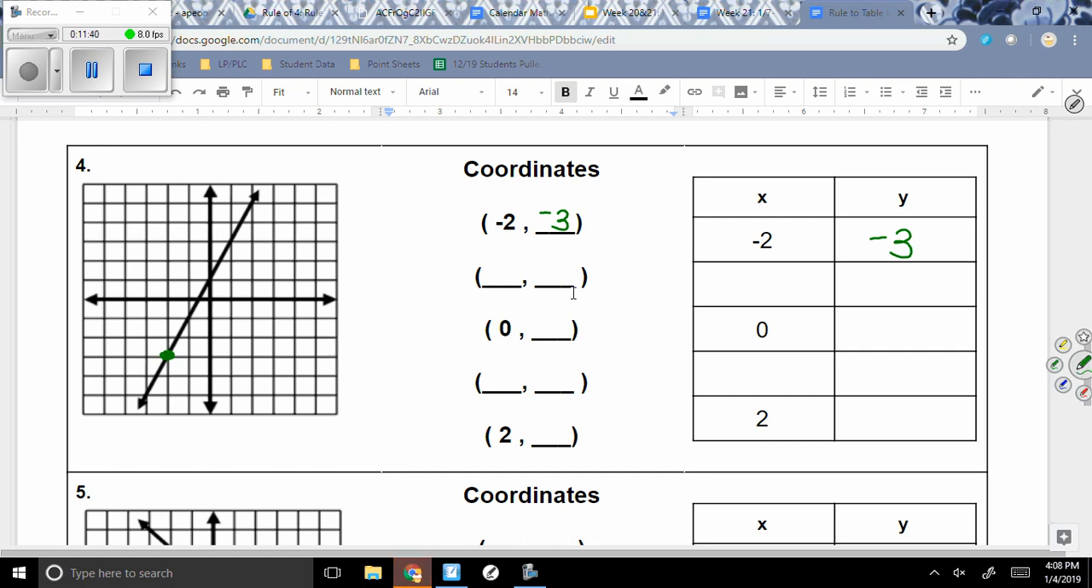Let's skip this one that is completely blank, and we'll try to figure out what goes with 0. So at the 0 point of the x-axis, I'm looking for where that crosses the line, and it's right here at this green dot. And I had to move up 1 space to get to that line.